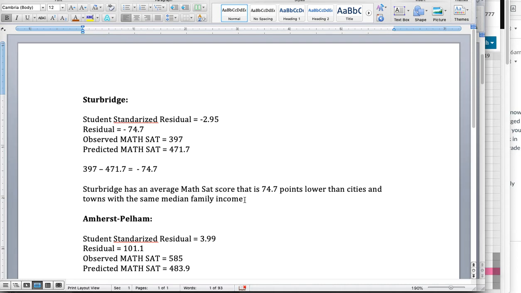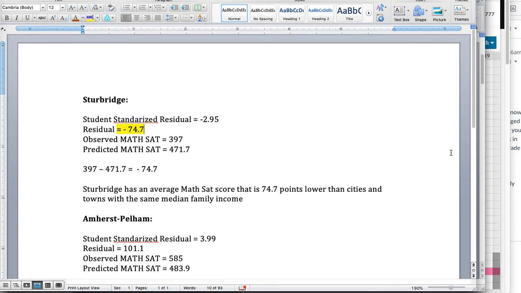Let's wrap it up and explain what this residual of -74.7 is really about. Sturbridge has an average math SAT score that is 74.7 points below what other cities and towns would have for a math SAT score that had the same median family income.